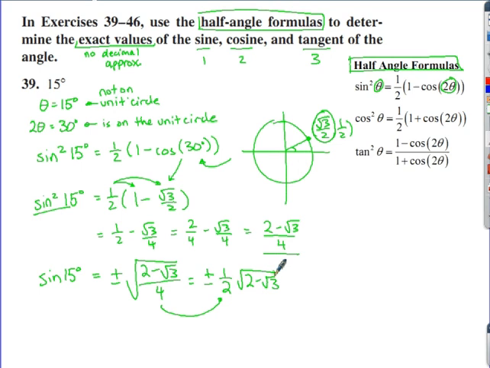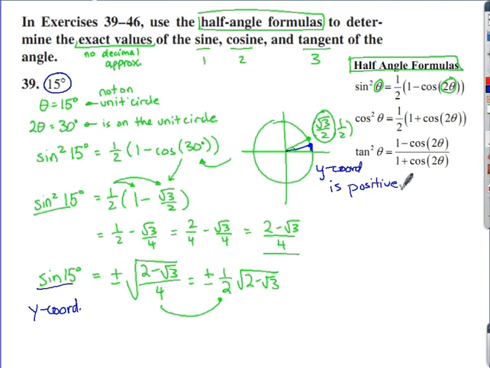We're practically there, but there's one last detail I want to focus on. Think about this angle, 15 degrees. On the unit circle, that would be in here somewhere. We're trying to find the sine of 15 degrees, so that's the y-coordinate, and you can see the y-coordinate right here is positive.